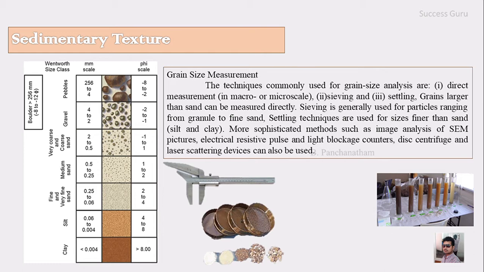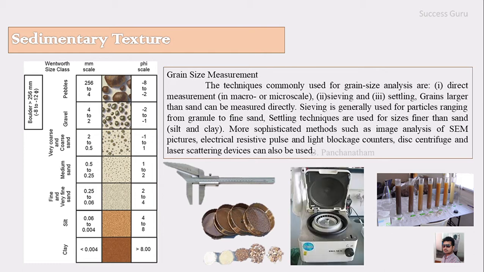And there are more sophisticated methods such as image analysis of SEM pictures, electrical resistance pulse, and light blockage counters, disk centrifuge, and laser scattering devices that can also be used for grain size measurement. So these are some of the new advanced techniques used for the measurement of grain size.